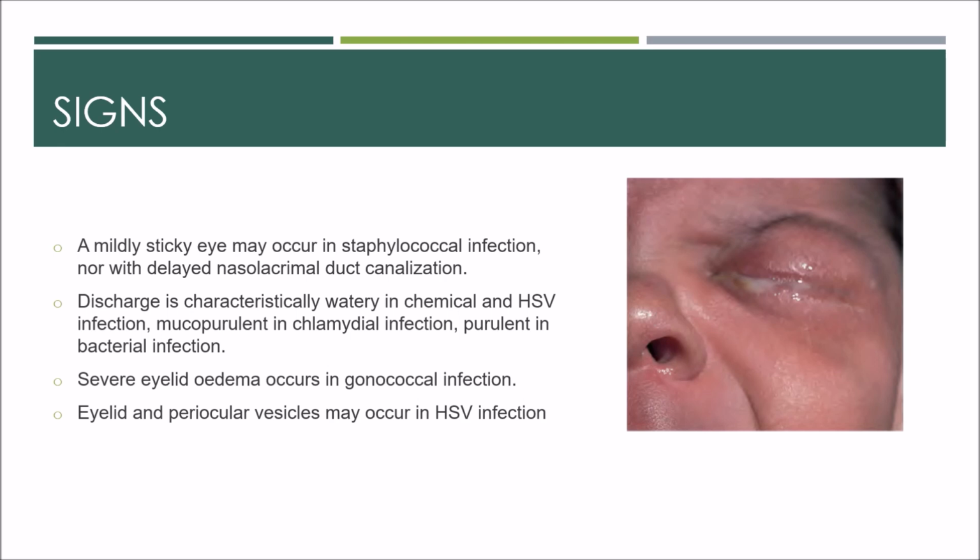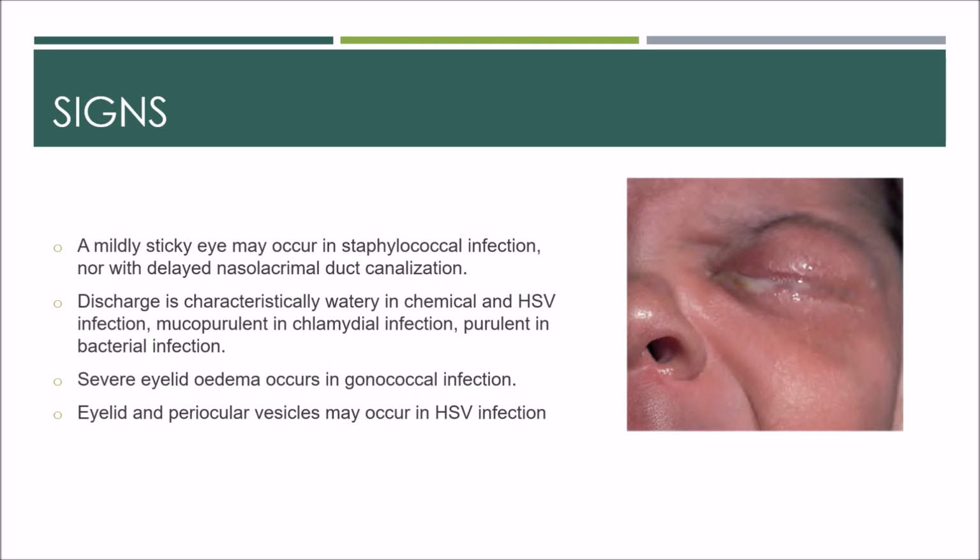Signs include a mildly sticky eye, which may occur in staphylococcal infection or with delayed nasolacrimal duct canalization. Mucopurulent reflux on pressure over the lacrimal sac can be observed. Discharge is characteristically watery in chemical and herpes simplex virus infection, mucopurulent in chlamydial infection, purulent in bacterial infection, and hyperpurulent in gonococcal infection. The discharge seen in the picture here seems to be purulent, and it can be hyperpurulent, but we cannot say it with certainty.